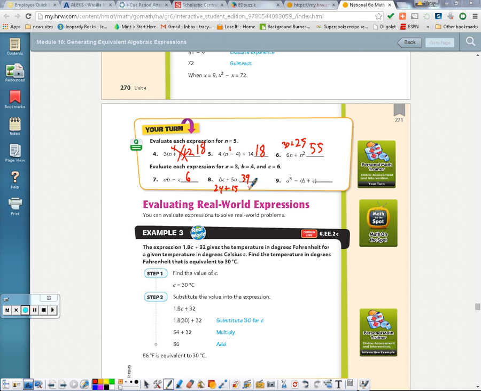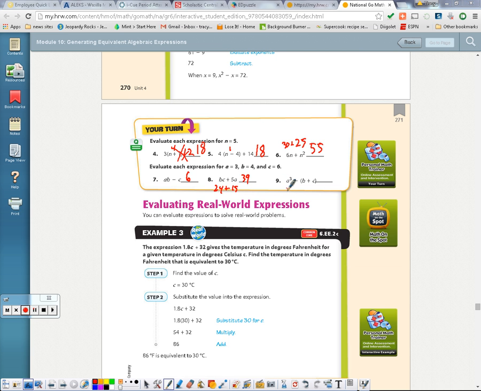What one? So the question on 7 was a times b. 3 times 4 is 12. 12 minus 6 is 6.